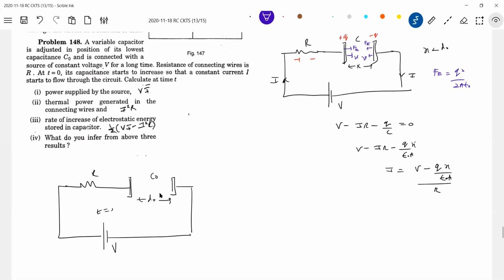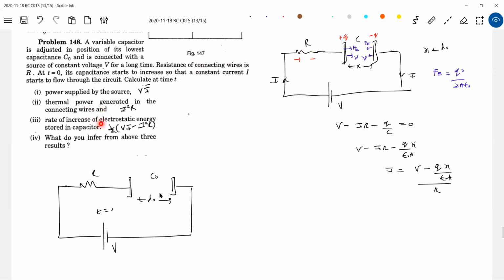Okay, let's not get into writing equations and do something here. He himself said current is constant. What is the power supplied by the source? V into I. Thermal power is generated in the resistor. The connecting wires will have a resistance. Only the connecting wires show resistance. So I square R. Okay, there's no problem with this.